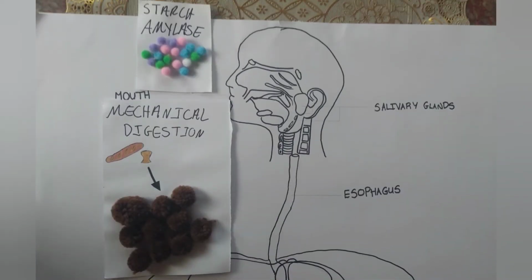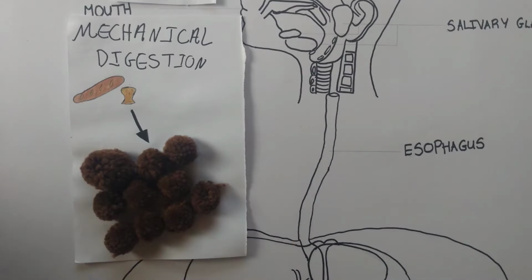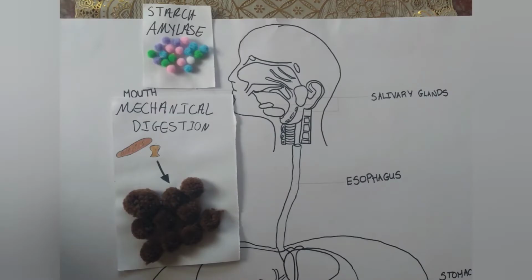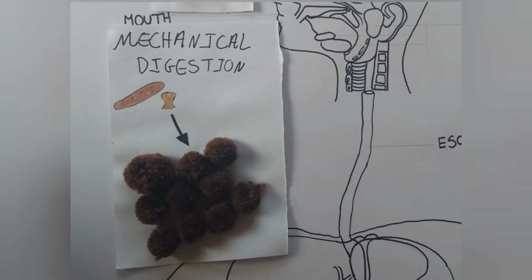But remember, it's not just the starch amylase alone that helps with the digestion in the mouth. It's also the chewing, which is called mechanical digestion. So as you can see here, the bread is getting broken down into smaller molecules via mechanical digestion.